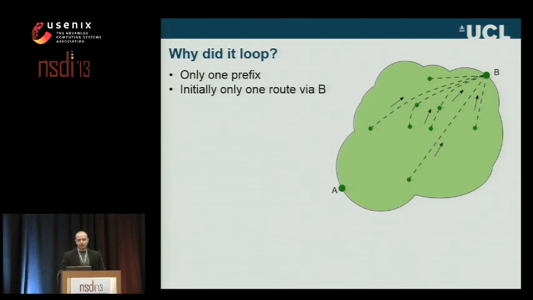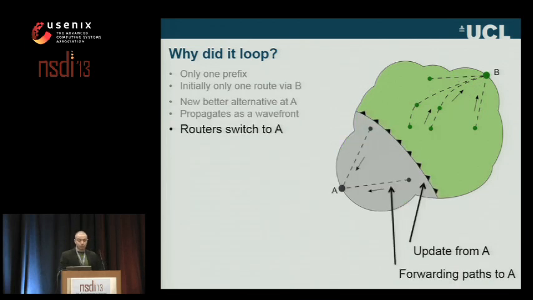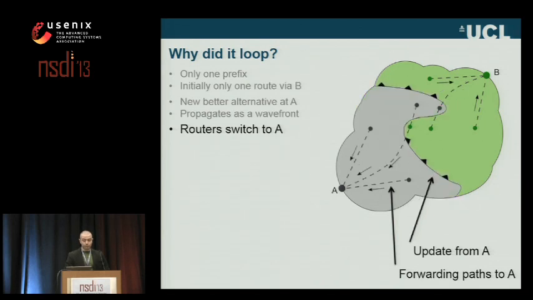This is a diagram of a generic autonomous system with 2 border routers. Everyone is currently routing towards B. Here's the new update. It propagates as a wavefront. The little triangles show the direction of the propagation. And as it propagates, it causes routers to assume the new route. And now let's focus on 2 routers, X and Y. Y is on the forwarding path from X to A. However, X cannot really reach A in this example because Y still has not received the new route, and it will forward traffic towards B.